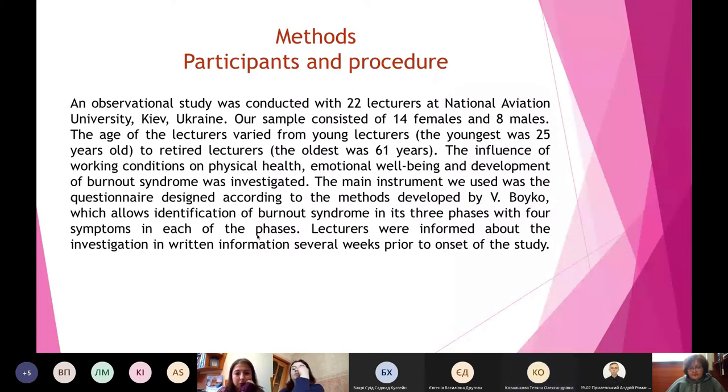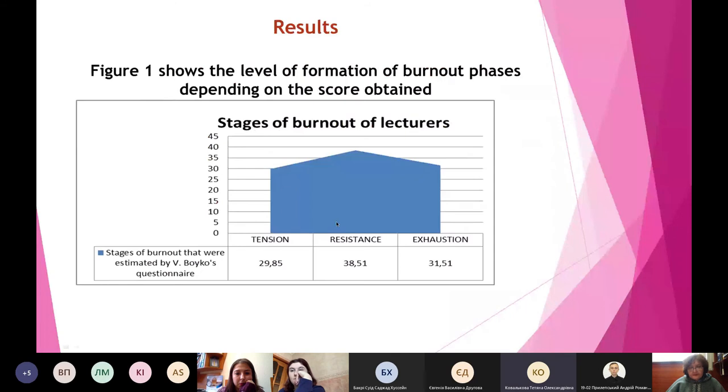And about our results, the first figure shows the level of formation of burnout phases depending on the score obtained. So the workload is always associated with burnout. The work of lecturers is physically demanding, allows limited rest, and is associated with sleep deprivation. The results suggested that the second stage of burnout was significantly higher than others.